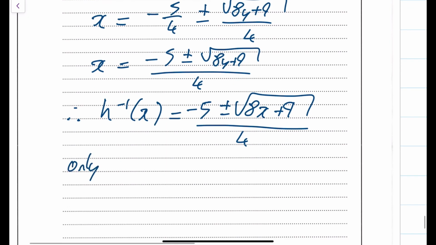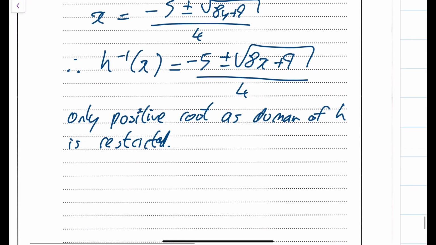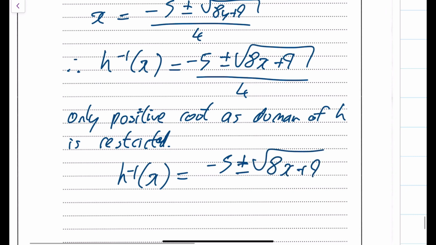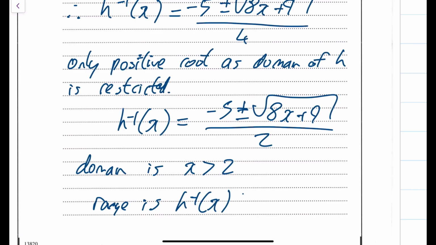And just say only the positive root as the domain of h is restricted. Okay, so your answer then is inverse of h is equal to minus 5 plus the square root of 8x plus 9 all divided by 4. So the domain is x is greater than 2, and the range is inverse of h of x is greater than 0.